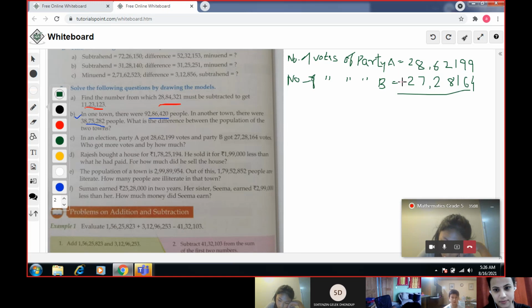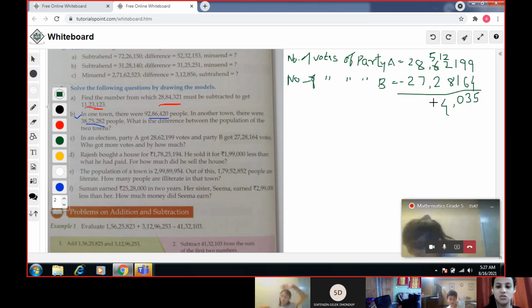Now just find the difference. 9 minus 4 is 5. 9 minus 6 is 3. 1 minus 1 is 0. So this is small, so we will make it a big number, 12. 12 minus 8 is 4. Now here it will become 5 because we have given 1 to that side. Now 5 minus 2 is 3.